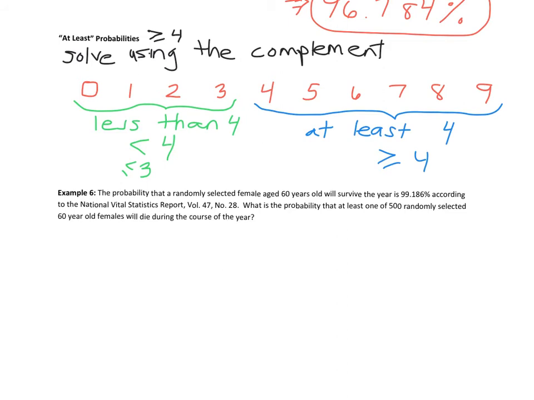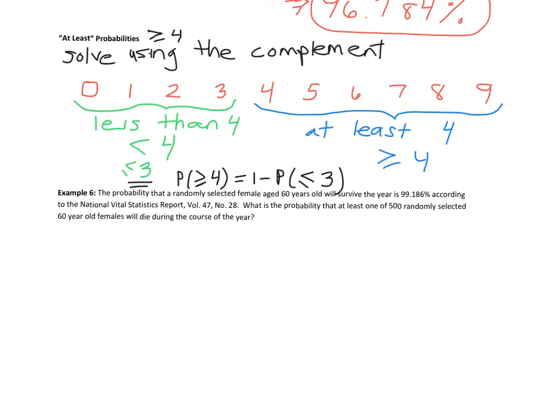All right, so how we could do this really quick, if we wanted to look at the probability of greater than or equal to 4, we could look at 1 minus the probability of the complement. And we just said the complement was less than or equal to 3. Okay? All right. So here we go.